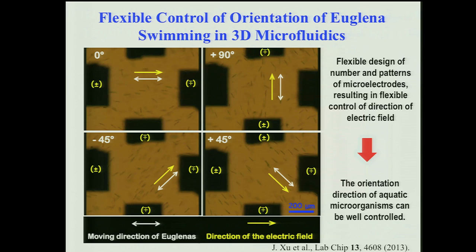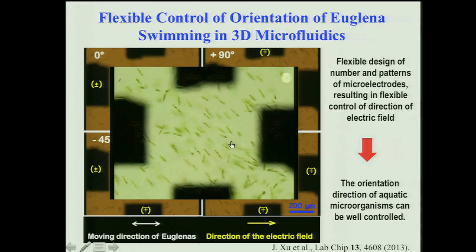And our technique can flexibly design the number and the patterns of the microelectrodes inside microfluidics. Then the direction of the electric field can be flexibly controlled. As a result, the orientation direction of the microorganisms can be controlled, as shown here.